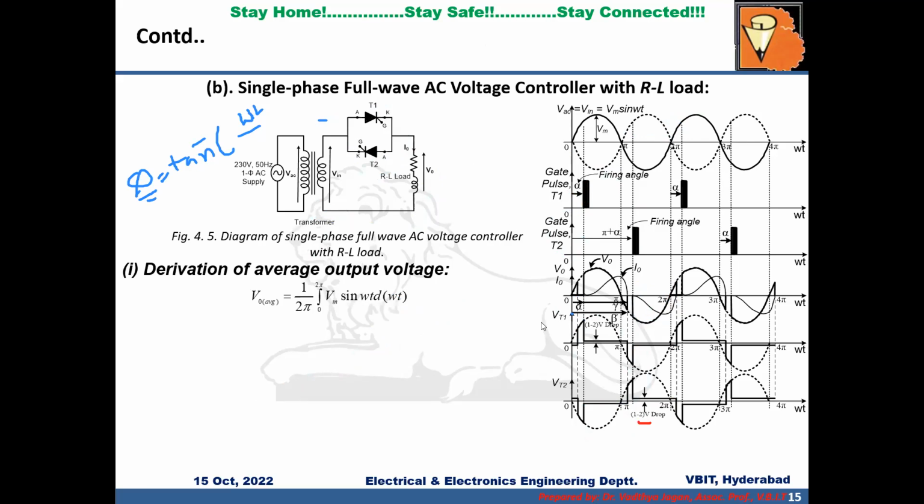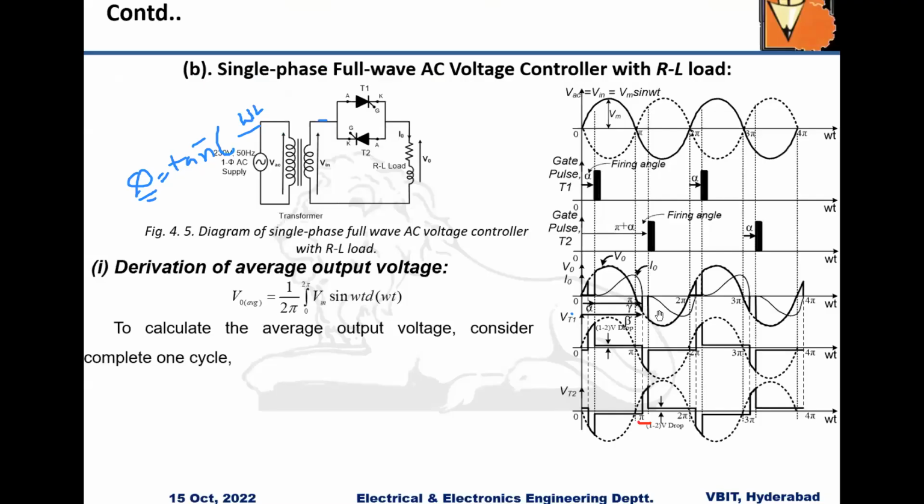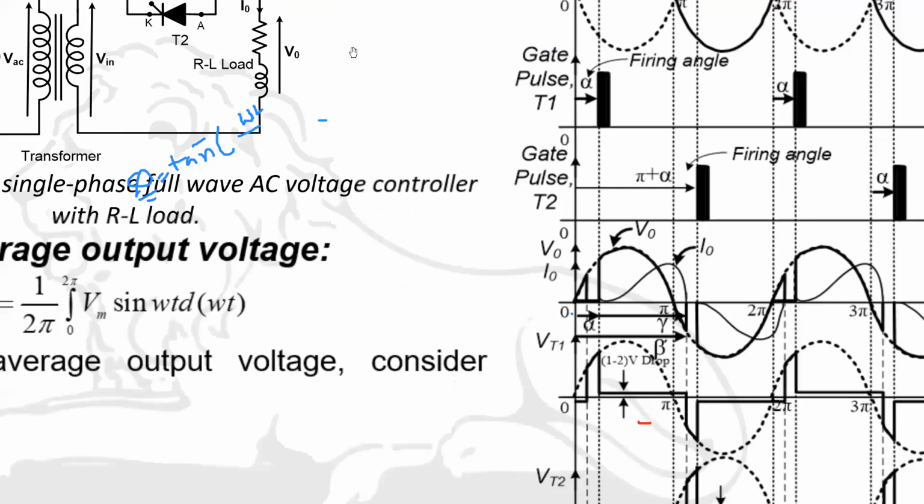Now if I see the average output voltage, so now if I see here, this negative area will cancel with this positive area because both are voltages, and this positive half cycle will cancel with this negative half cycle. So graphically I can say the average output voltage equals 0.